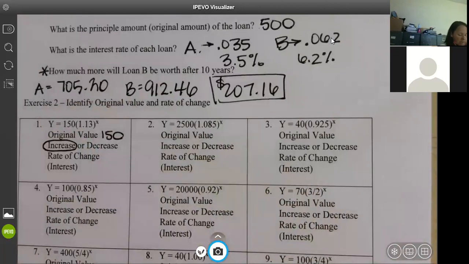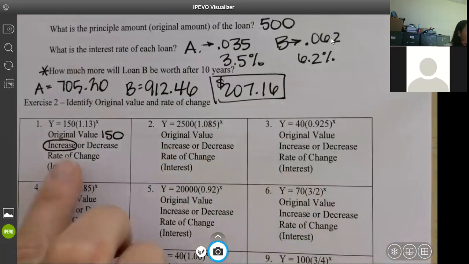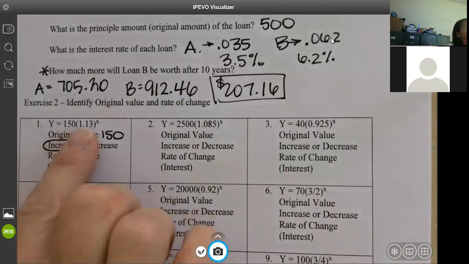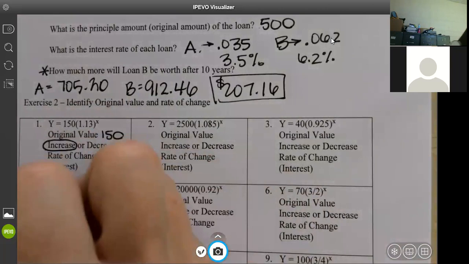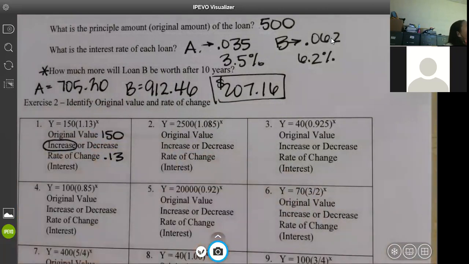And I don't want you to change it to a decimal. You're fine not putting a decimal in there. I mean, change it to a percentage. What's your rate of change? How far is this from 1.13? Just leave it like that and it's fine. Okay. That's it.